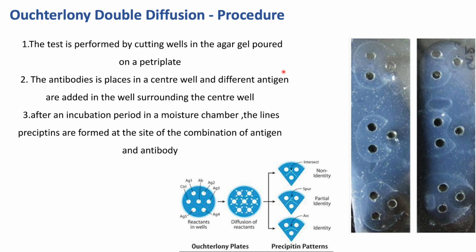So this test is performed by cutting wells like these in the agar gel poured on a Petri plate. The antibodies are placed in a center well, and different antigens are added in the wells surrounding the center well. And after incubating these in a moisture chamber, the lines of precipitants are formed at the site of the combination of antigen and antibody, like you can see here.